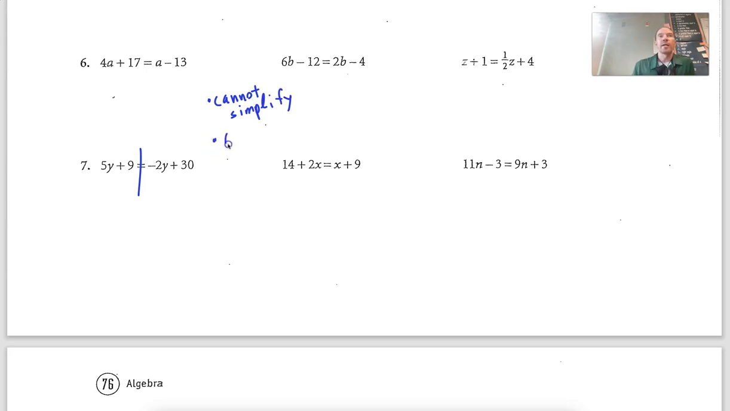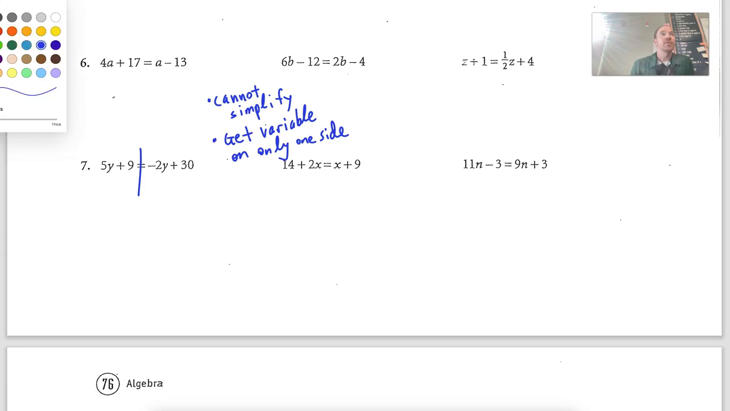So now we want the variable on only one side. It's up to you if you want to keep it on the left or keep it on the right. This one, I'm going to do 2 ways. I'm going to do one example where I keep it on the left, and then I'll do the same problem, but where we keep it on the right. And I'll show you, as long as you do things correctly, you should get the same result.